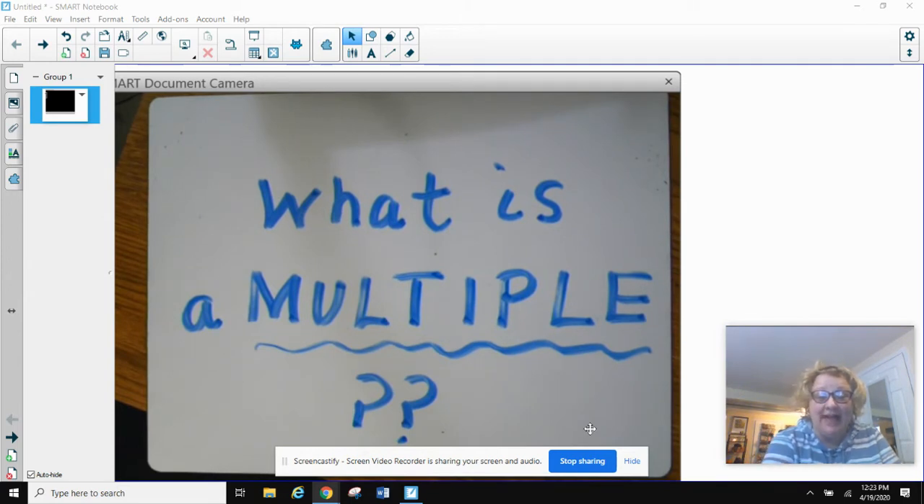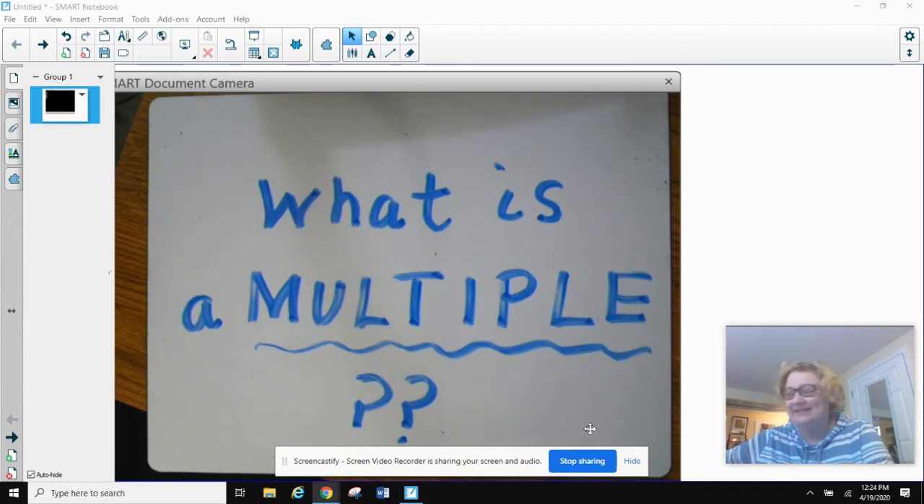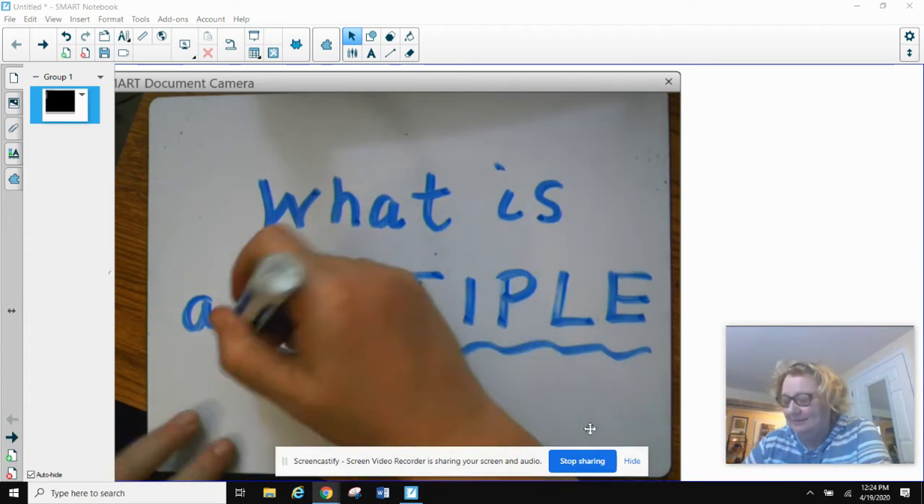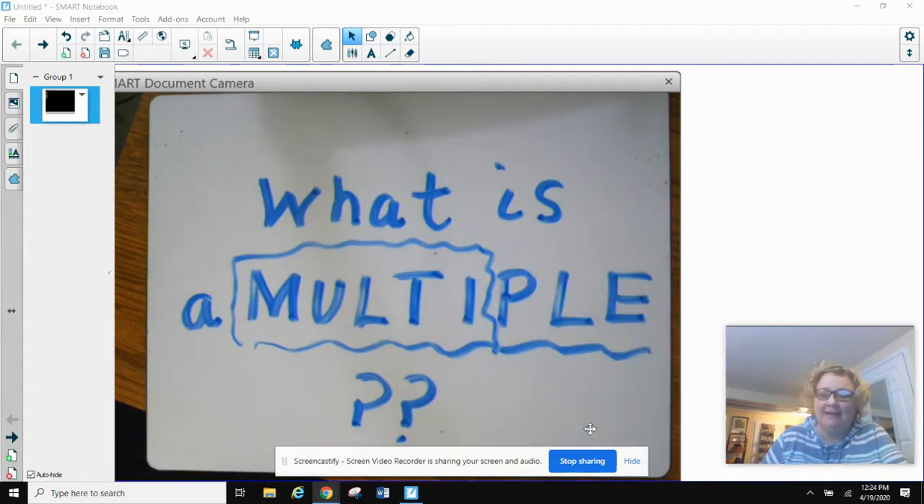Today, what we're going to look at is what is a multiple. You've heard that word a lot in second grade, third grade, but in fourth grade, it really becomes important because we're going to start talking about factoring and common denominators. When you look at that word, kids, please note that the root word inside of multiple is multi, as in multiplication. And that right there is your key word to remember.